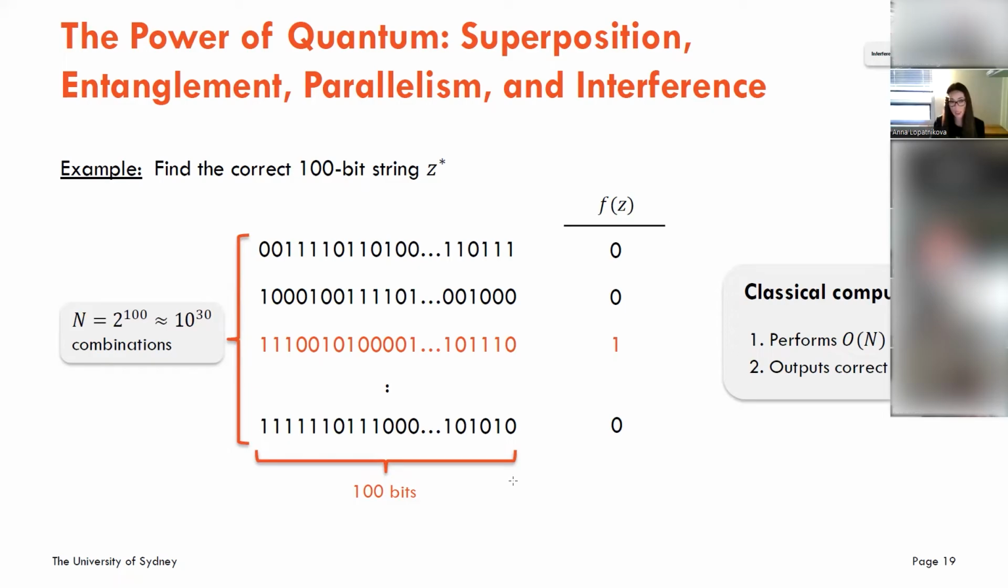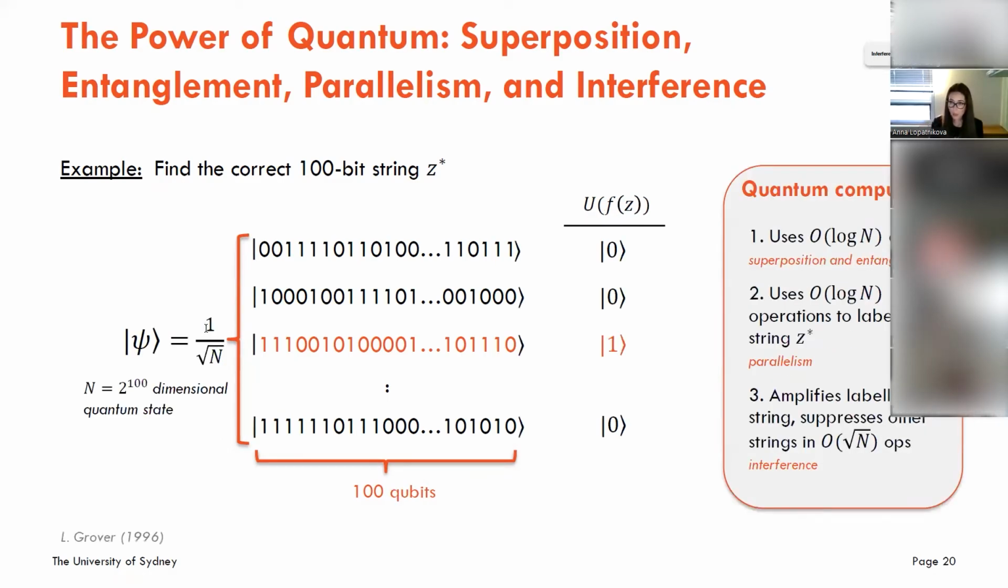100 bits doesn't sound like a lot, but actually the number of all the strings is 2 to the 100th power, which is about 10 to the 30th power combinations. And the classical computer has no choice but pretty much checking every single one. On average, it would have to check half of them before it gets to the right one. So the classical computer performs order of n operations to find the correct string among the 10 to the 30th power strings. A quantum computer can proceed differently, right? In a quantum computer, we can start by making a uniform superposition of all the strings using 100 qubits.